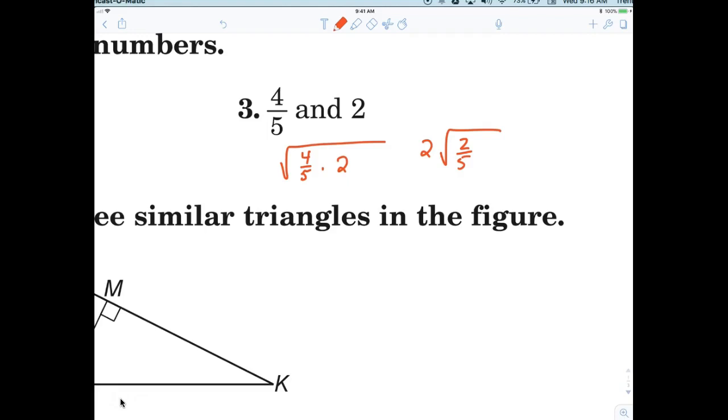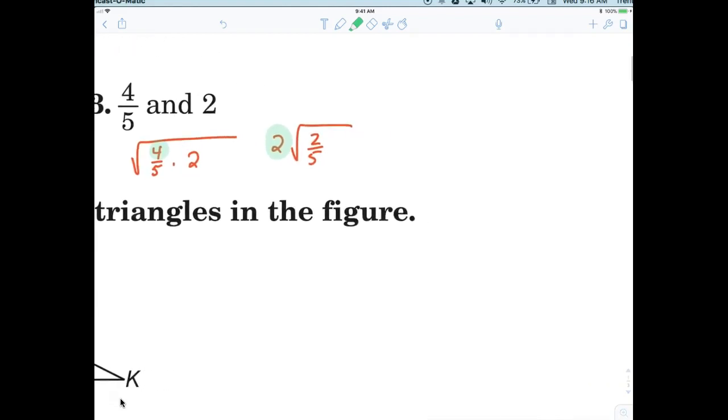Let's talk about that. The square root of 4 is 2. That's where that comes from. And then 2 times 1/5 is 2/5. Now, we don't leave radicals in the denominator. We don't leave radicals in the denominator. So we're going to leave that as 2 times the square root of 2 over the square root of 5.